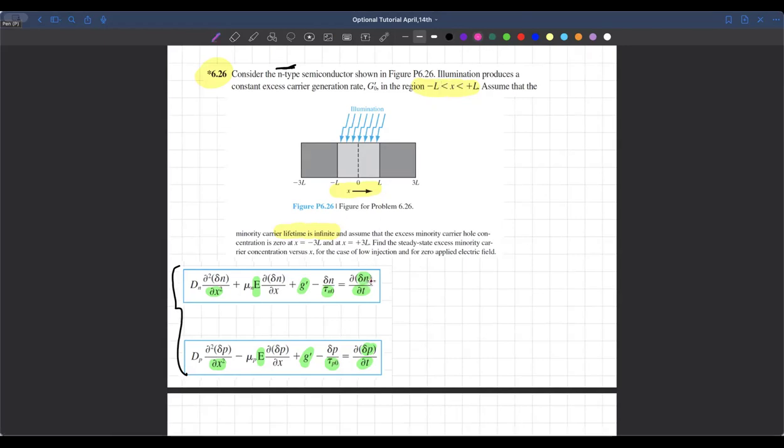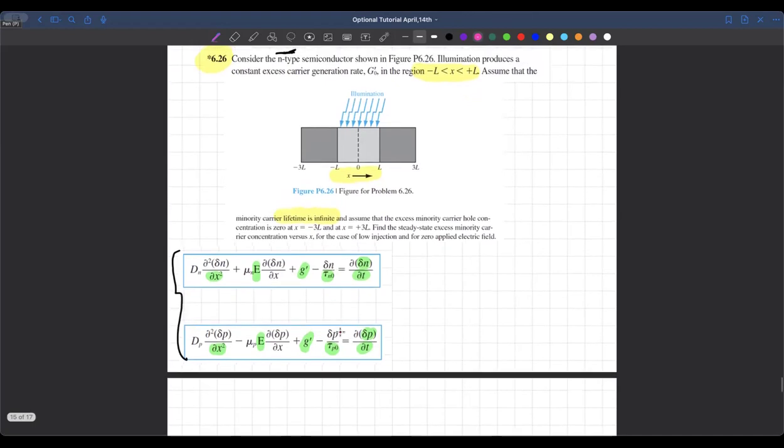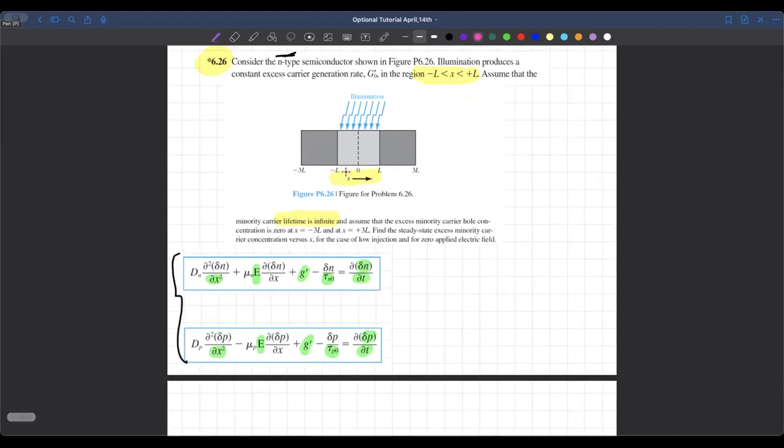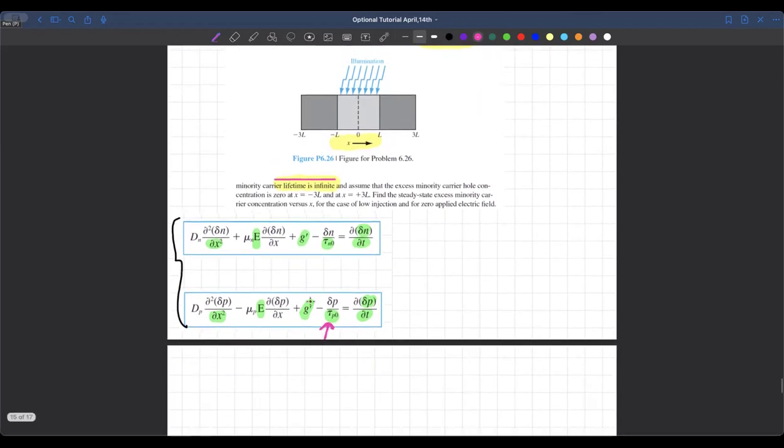So we will be using this one, and there are three different regions. One is from negative L to L, the light shaded one, and then the two dark shaded regions on the right and left, from L to 3L and from negative L to negative 3L. This generation rate is only for the region where you see that illumination. For the other regions, the generation rate will be zero. And the carrier lifetime being infinite means this term blows to zero. Keep that in mind. For different regions, we will see how we use this one.